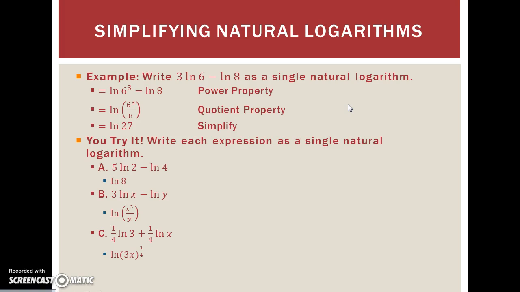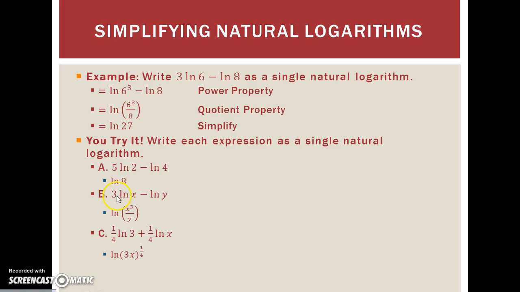Hopefully these are the answers you got when you tried A, B, and C. So in A, first things first, power property, 5 would move to the back, would become ln 2 to the 5th. Quotient property would be ln 2 to the 5th over 4. That would ultimately simplify down to ln 8.